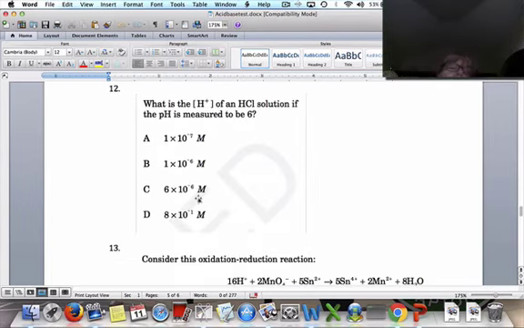All right, this is not on this exam, the proton concentration from a pH, but hey, it's good review. What is the proton concentration of hydrochloric acid when the pH is measured to be 6? Remember, the proton concentration is 10 to the negative pH. So it's 1 times 10 to the negative 6th, okay?